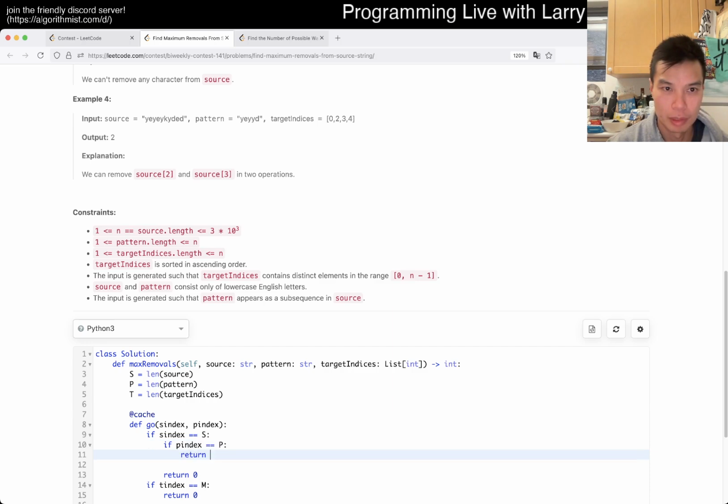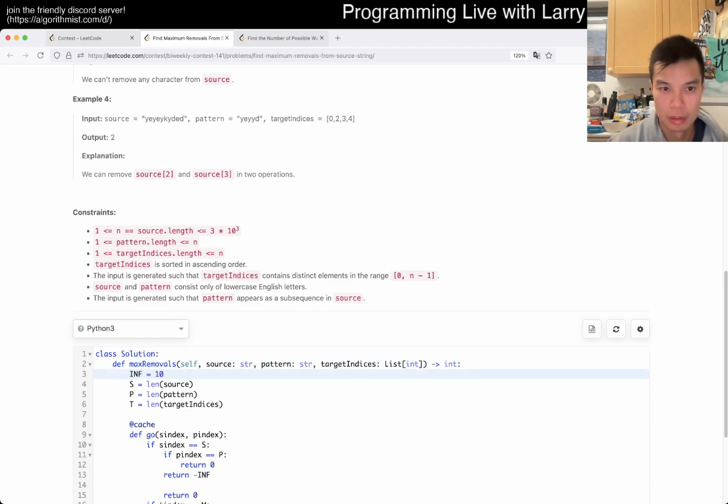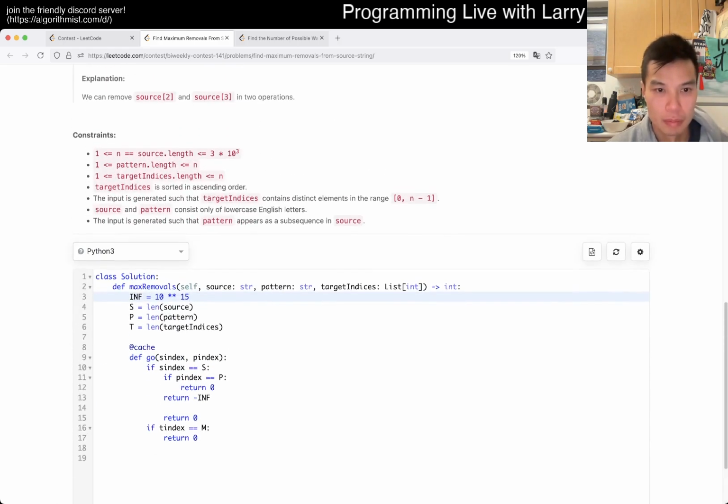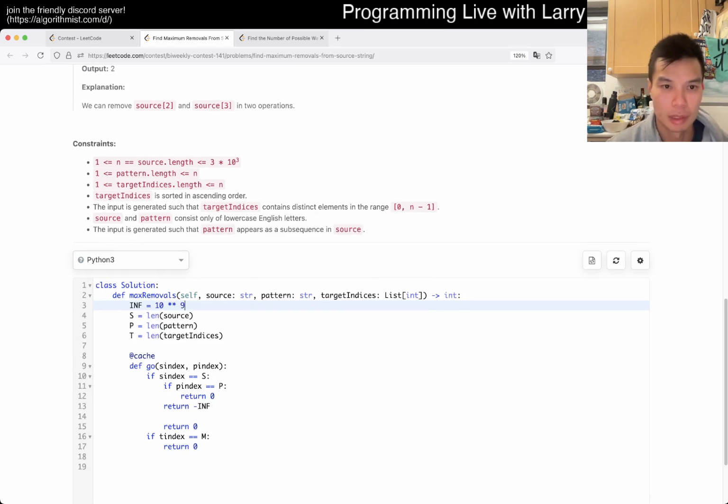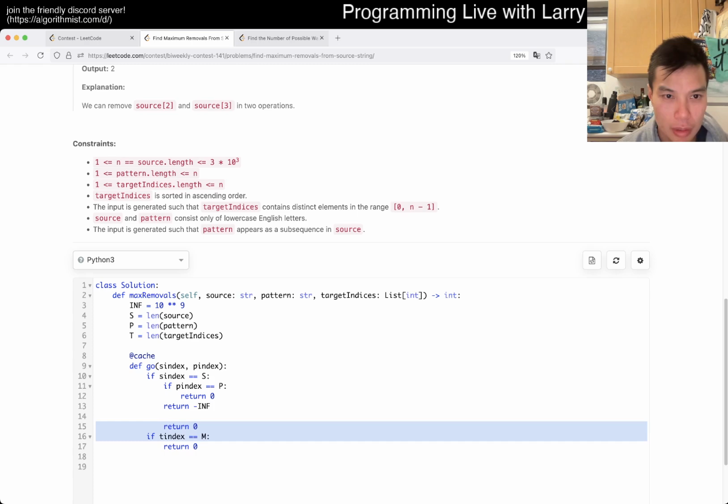Return, then we're good. So return 0. Otherwise, return negative infinity. Yeah, 9 is fine. We return negative infinity because it's just not possible, right, when we get the max.